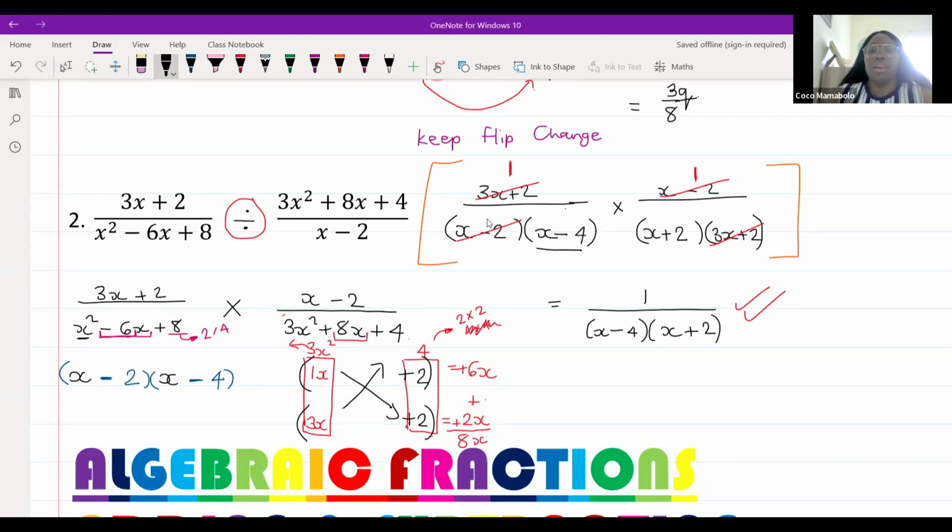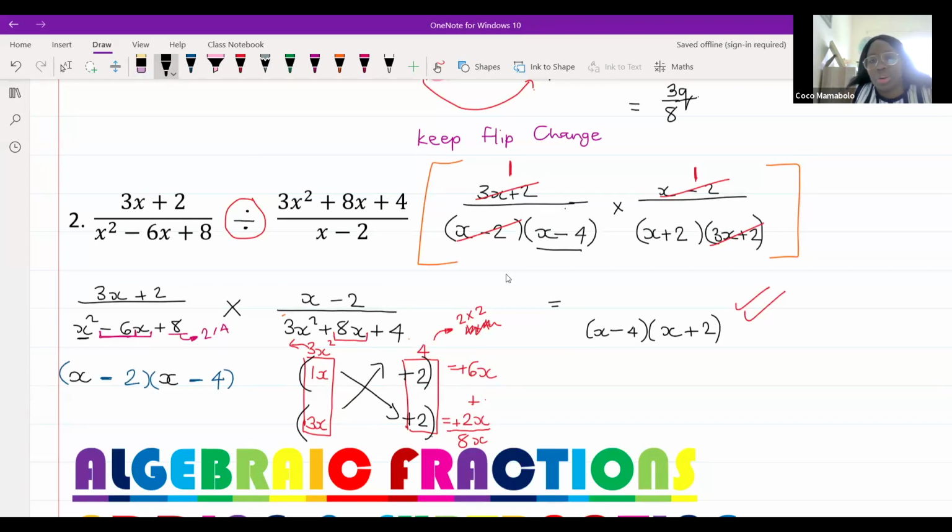Correct, we must, because the numerator didn't just disappear. It's still there. Just because we've canceled, it doesn't mean there's nothing there. So we can't just say that the answer is x minus 4 and x plus 2. No, that's not the answer.